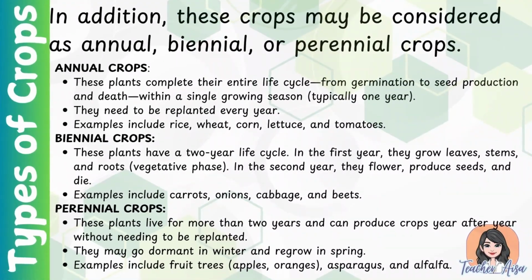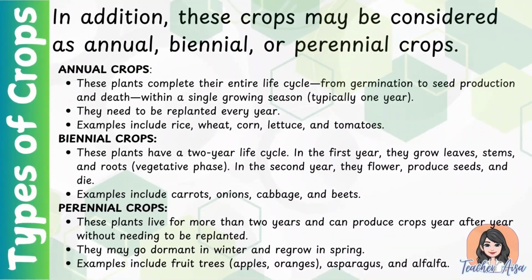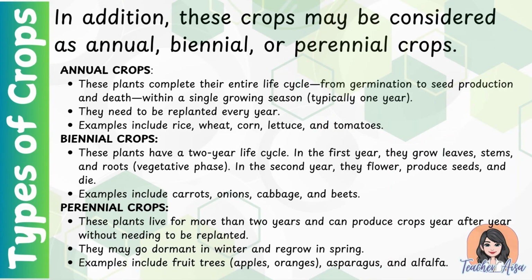Annual crops. These plants complete their entire life cycle from germination to seed production and death within a single growing season, typically 1 year. They need to be replanted every year. Examples include rice, wheat, corn, lettuce, and tomatoes.